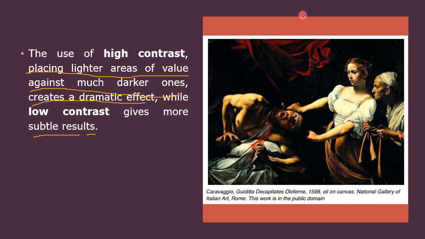As you can see on the painting, Caravaggio uses a high contrast palette. How did he do that? The background is really dark, as you can observe, and the subjects of the painting, the people in it, are in lighter areas. For example, this woman, this man, and this old man. We can clearly see their emotions and the dramatic effect. The background is dark to give highlight or value to the main subjects. This is how we use high contrast in art.